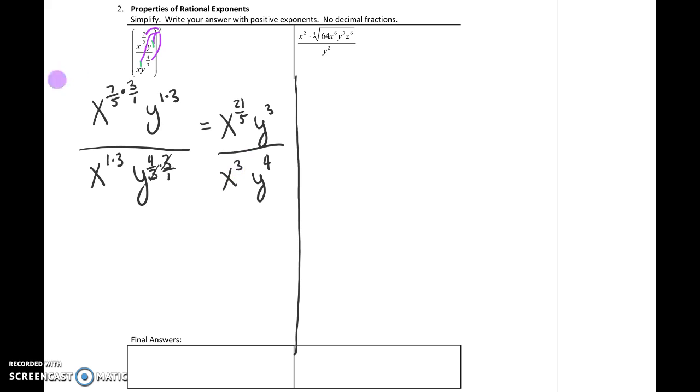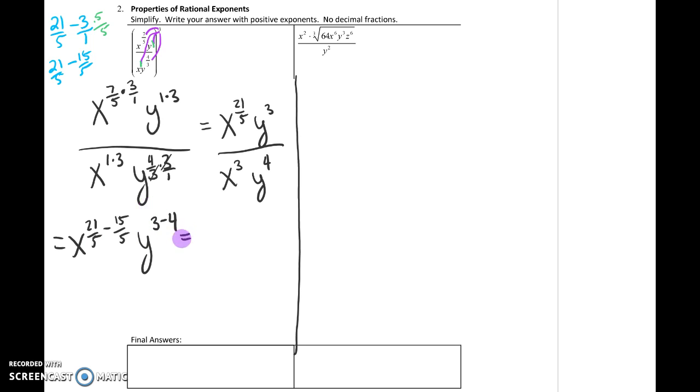I'm going to do this on the side over here. 21 over 5 minus 3 over 1. The problem is now you need a common denominator. I'm going to multiply this by 5 over 5, which becomes 21 over 5 minus 15 over 5. So this becomes x to the 21 over 5 minus 15 over 5, and y to the 3 minus 4. Some of you might not be taking that step, and that's fine.